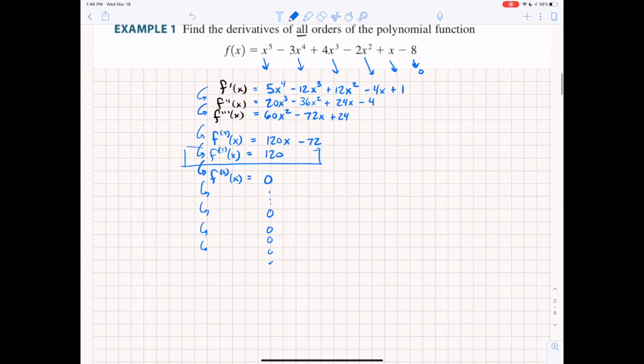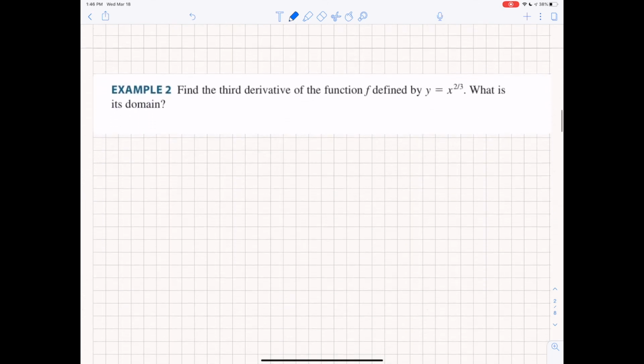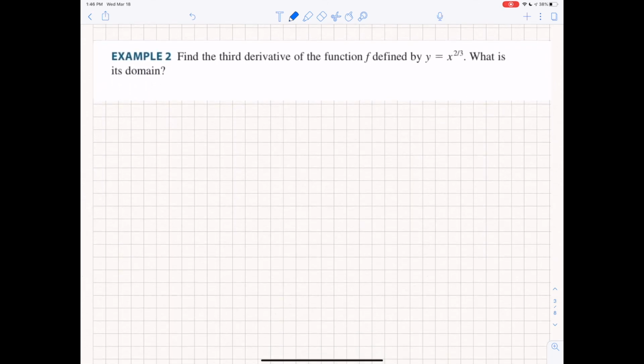Okay, so that's the first example. I've got a second example. Now this one is going to ask just for the third derivative. But in order to find the third derivative, I need to find the first, and then I need to find the second. So we're specifically going to find the third order derivative here. And then it's going to ask us essentially what is its domain. All right, so go through and try that.